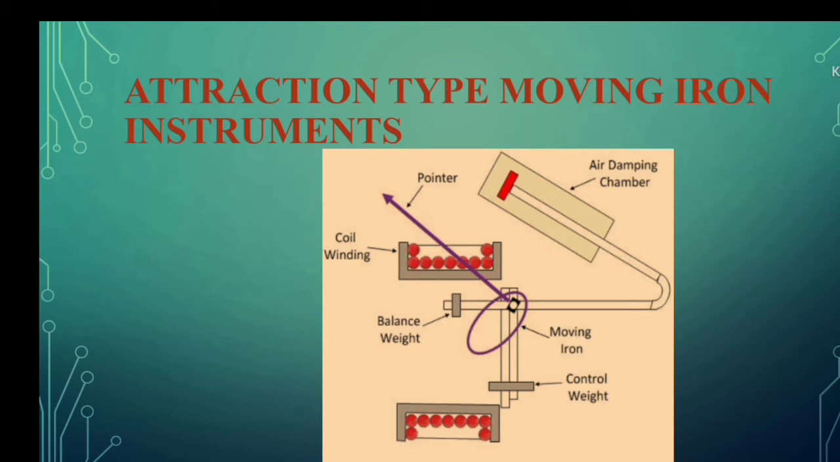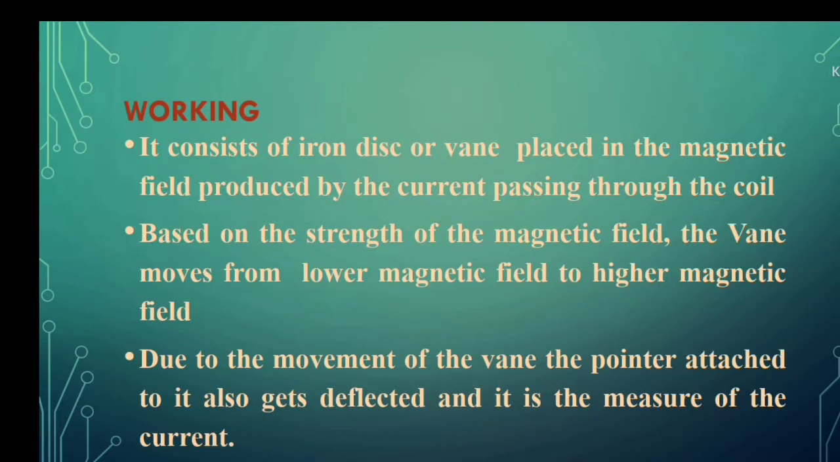The amount of deflection of the pointer depends upon the movement of this moving iron. The movement of this moving iron depends upon the voltage or current passing through the coil. So the amount of deflection will be directly proportional to the amount of current or voltage entering into this coil. So that's about this attraction type moving iron instrument.